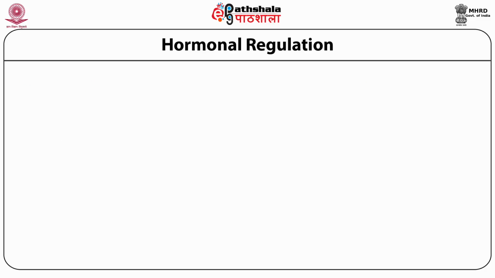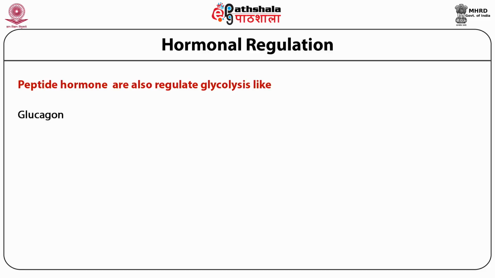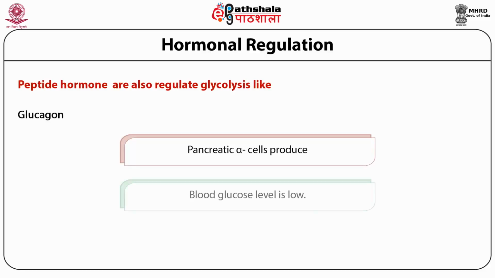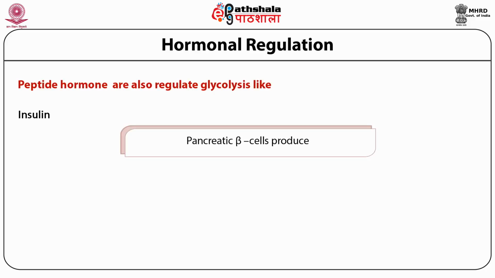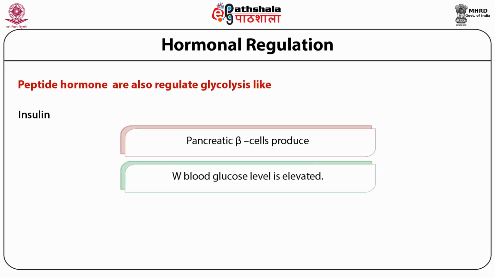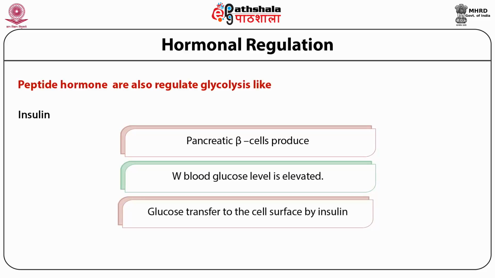Hormonal regulation. Peptide hormones also regulate glycolysis, like glucagon and insulin. Pancreatic alpha cells produce glucagon when blood glucose level is low, which also inactivates pyruvate kinase. Pancreatic beta cells produce insulin when blood glucose level is elevated, and glucose is transferred into the cell by insulin-sensitive glucose transporter. So students, let us summarize what we have learned in this module.